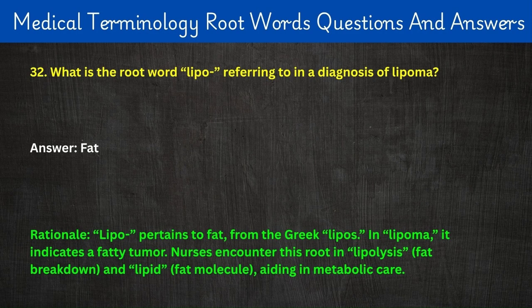32. What is the root word lipo- referring to in a diagnosis of lipoma? Answer: fat. Rationale: Lipo- pertains to fat, from the Greek lipos. In lipoma, it indicates a fatty tumor. Nurses encounter this root in lipolysis, fat breakdown, and lipid, fat molecule, aiding in metabolic care.